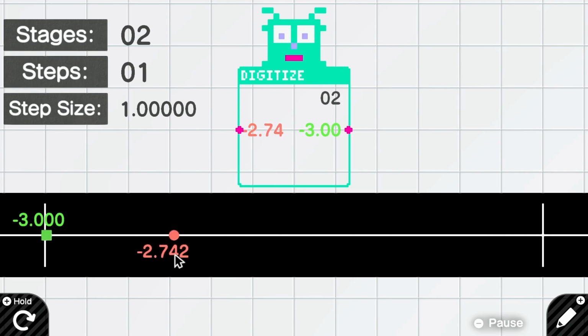So that's basically how the digitized value works. Whatever whole number it has here doesn't really matter. It just cares if it's positive or negative, and just plays around between this range.